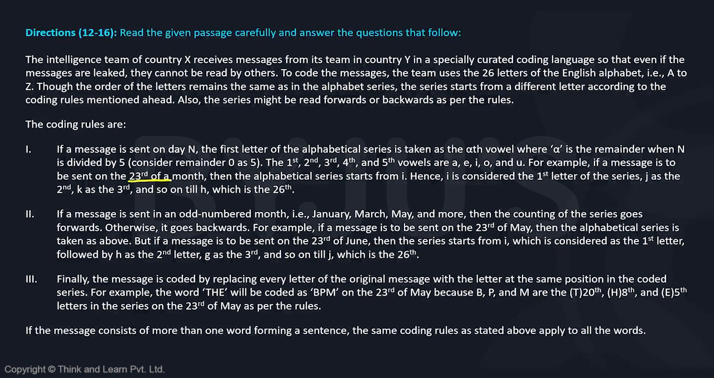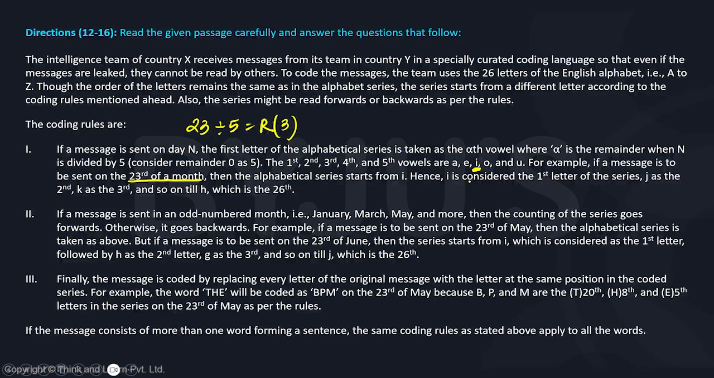So, if the date is 23rd of a month, 23 when divided by 5 gives us a remainder of 3. So, we have to look into the third vowel. So, the alphabet has to be spoken as if I is the first letter of the series. I, J, K, L. So I will be first position, J will be second, K will be third, and so on. So that's what the first rule is.